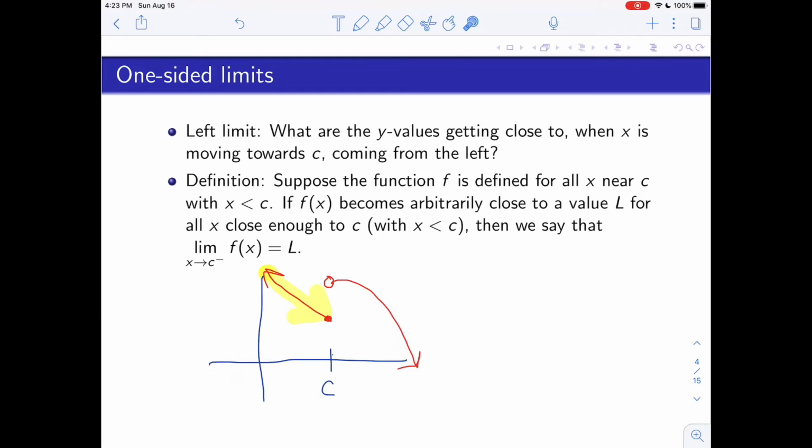And it says if f of x becomes arbitrarily close to L, remember that arbitrarily close just meant that we could get closer and closer and closer, as close as we want, for all the x's close enough to c, still where we're only looking at the x's less than c, so that they'll be to the left, then we can say that the limit as x approaches c with this little minus sign, that means the left limit as x approaches c is L.